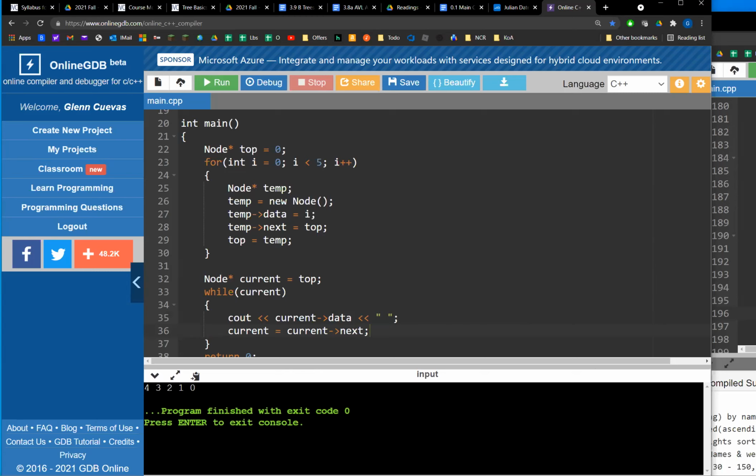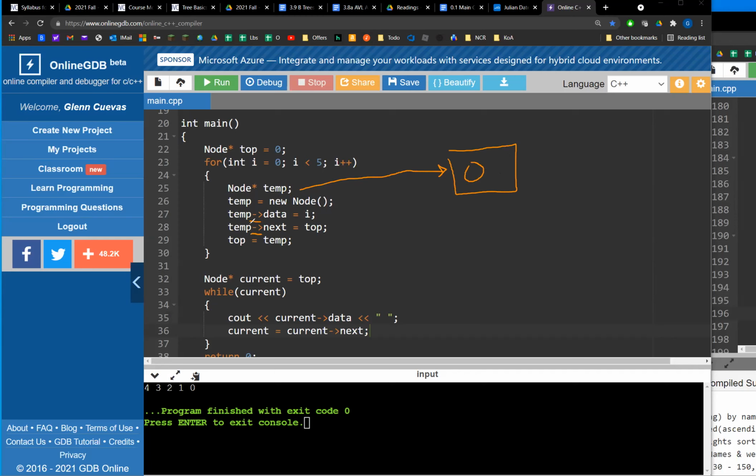So where is my drawing? Annotate and we will draw. So i is 0. So we create temp. Right, temp is just a pointer. New node comes along and we create the box. And then we say temp points to our box. And we say temp data equals i, right? So our arrow dereferences our temp pointer and then gets us to our data field. So we can say data, right? Data is 0.